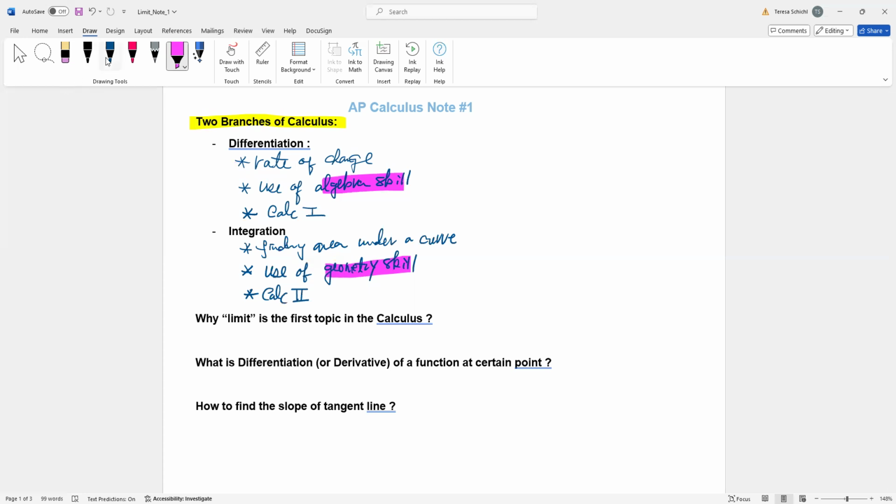From the history of math, we know geometry was developed many hundreds of years before algebra. So integration was developed way earlier than differentiation. Algebra was not developed until maybe the beginning or later part of the 17th century, so it's a relatively new science. Now we know integration was developed hundreds of years earlier than differentiation.